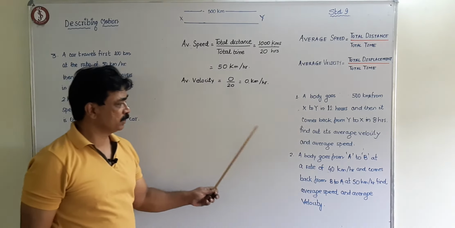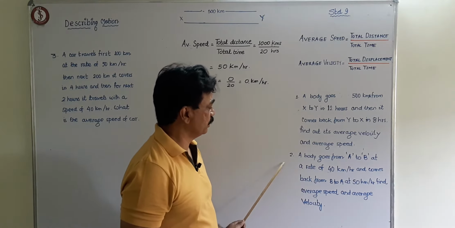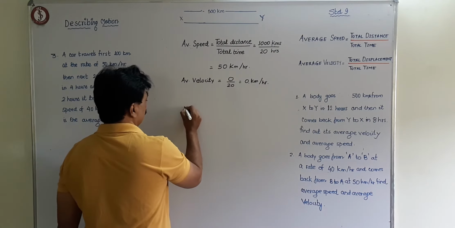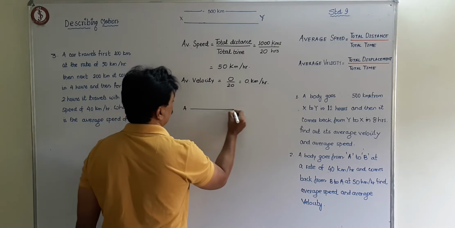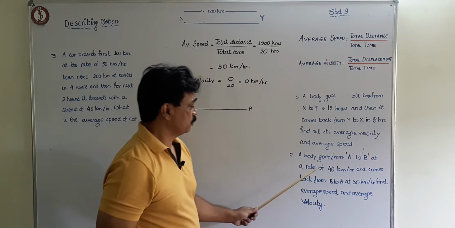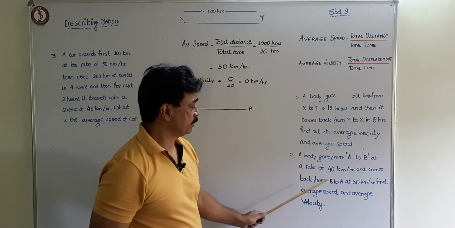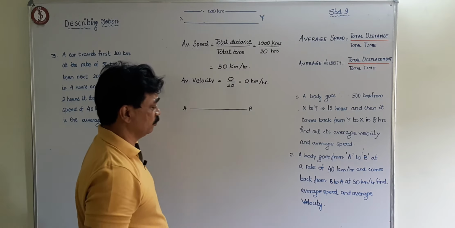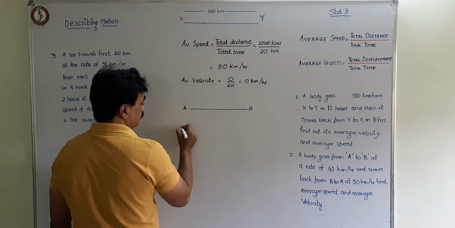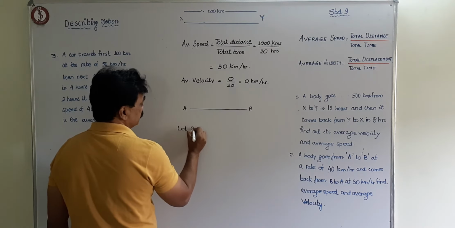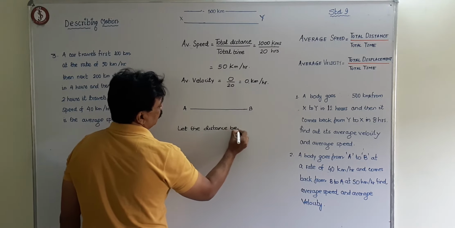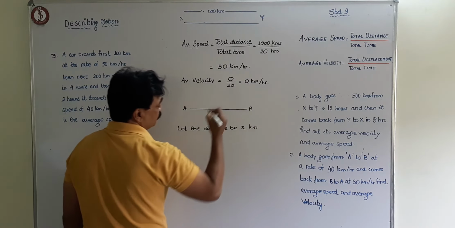Now we move to the second question. Is very nice, a typical one. I wanted to tell you this, that some people say that a body goes from A to B, but the distance is not given, the speed is given. It goes from A to B at a rate of 40 kilometers per hour and comes back from B to A at a rate of 40 kilometers per hour. Find the average speed. Now for average speed I have to know the total distance, but distance is not there. So I will put, let the distance be x kilometer, and now we can solve easily.